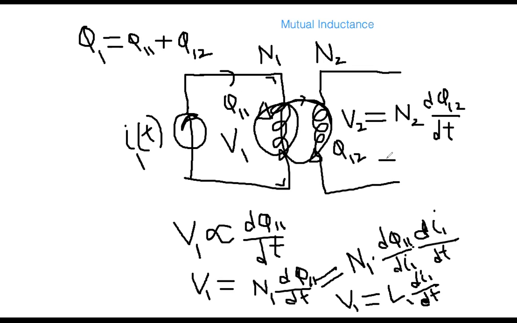Now if I go ahead, I can write here d phi 1,2 over d i1. Who caused this flux? i1 caused this one, because there is no current on this side. That's why I wrote N2 multiplied by this. But because I wrote d i1, I have to write here d i1 by dt.